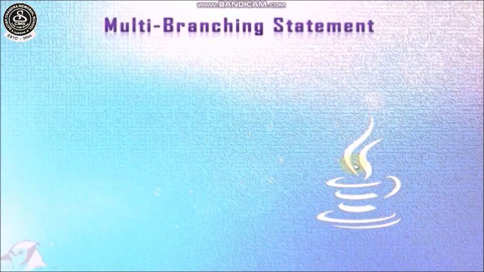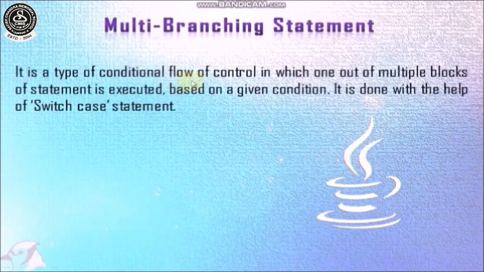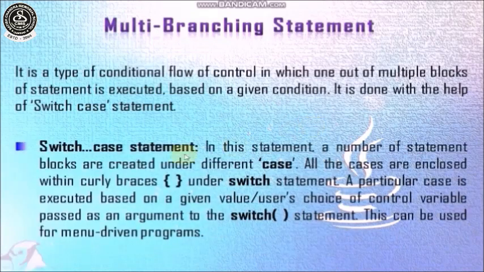Multi-branching statement. It is a type of conditional flow of control in which one out of multiple blocks of statements is executed based on a given condition. It is done with the help of the switch case statement. So both switch and case are keywords. So let us see the switch case statement.